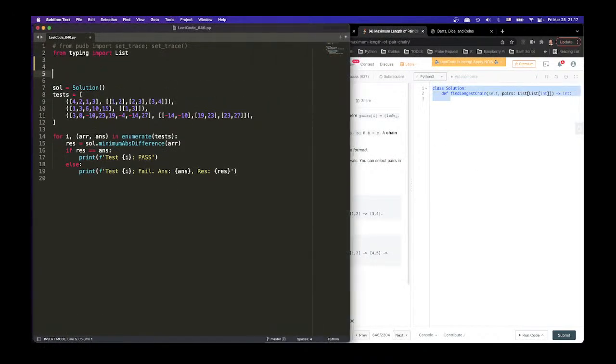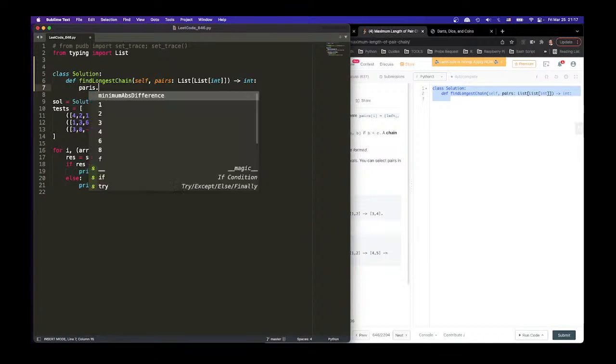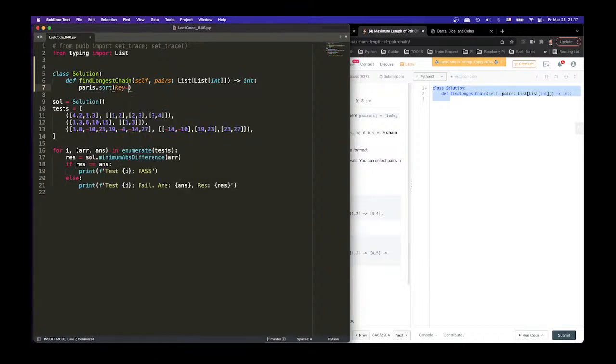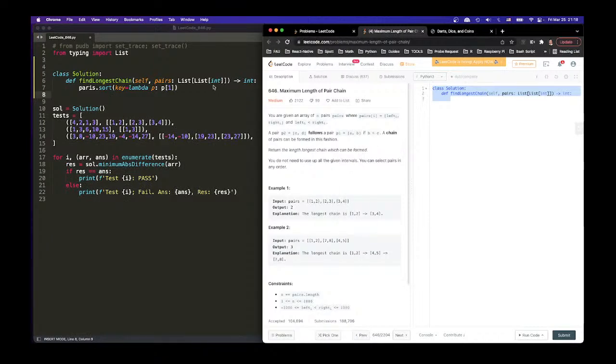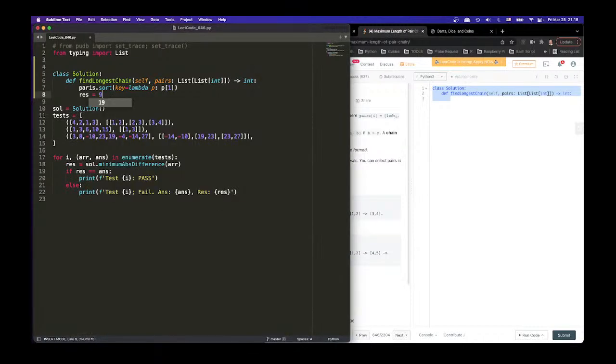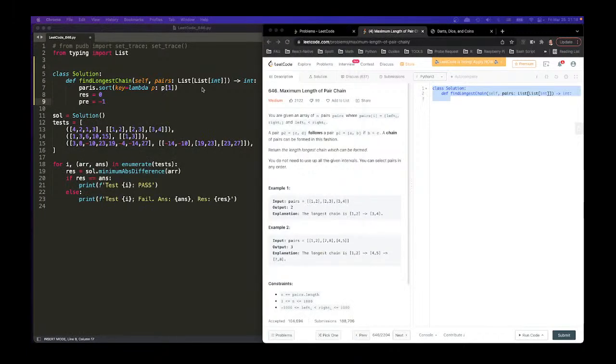Okay. So here's what I think. I will first do pairs.sort and key equals lambda p and p1, right? I sort based on the second value. And then res equals to 0. And then pre equals minus some minus value. Okay, pre equals minus value.